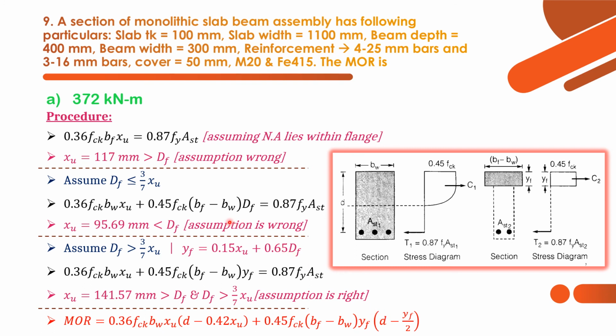In case we got the assumption in step 2 itself, then yf has to be interchanged with df value simply. In case we got the assumption in the first step itself, then simply go with the rectangular moment of resistance formula, that is nothing but 0.36 fck bf xu into d minus 0.416 xu, as we have seen in the first, second question. Simply we have to move with the rectangular beam formula. So these are the assumptions and the procedure steps to find the moment of resistance in case of T beam. Now we shall move on to the last question.